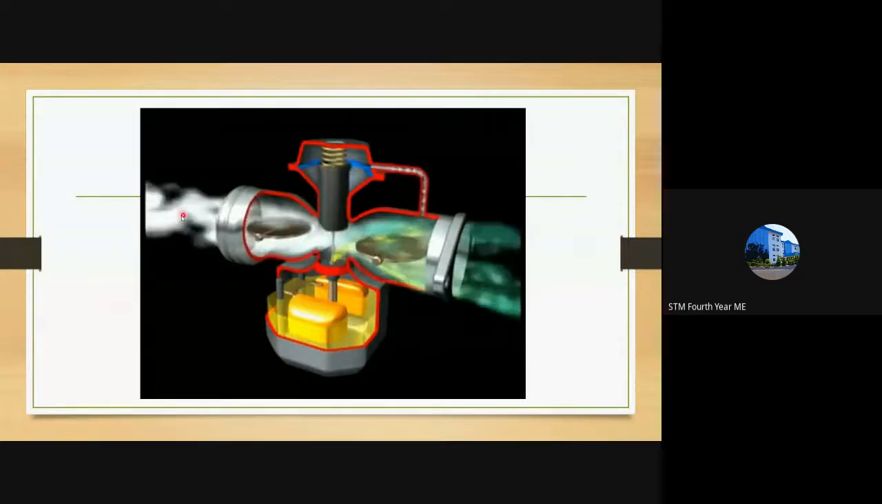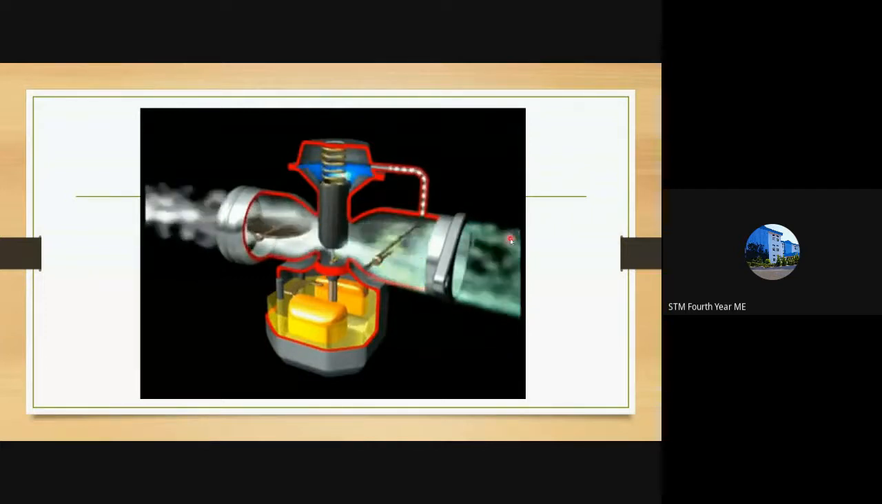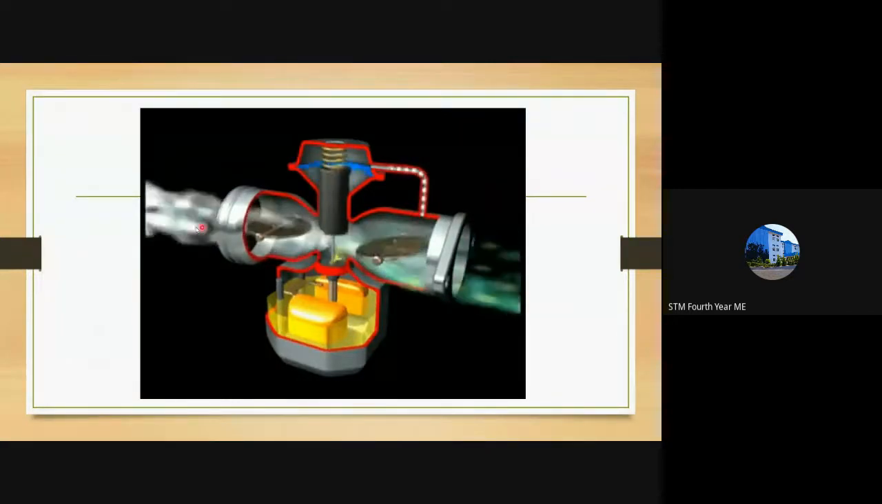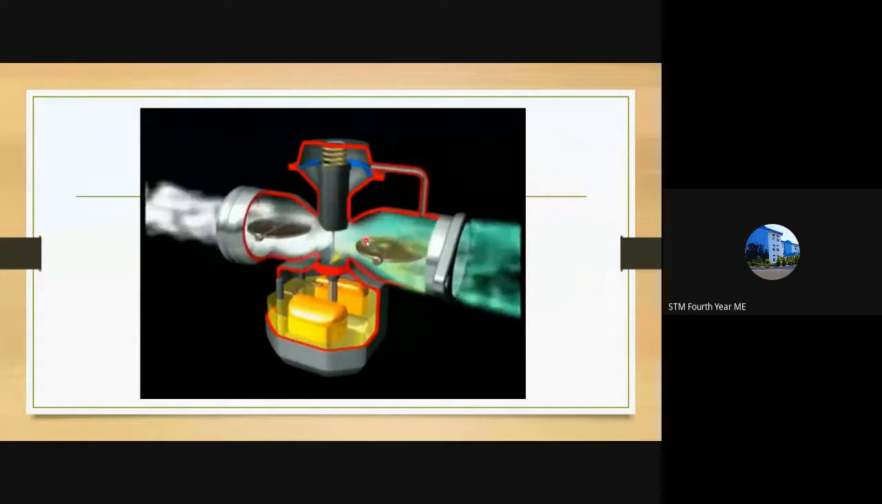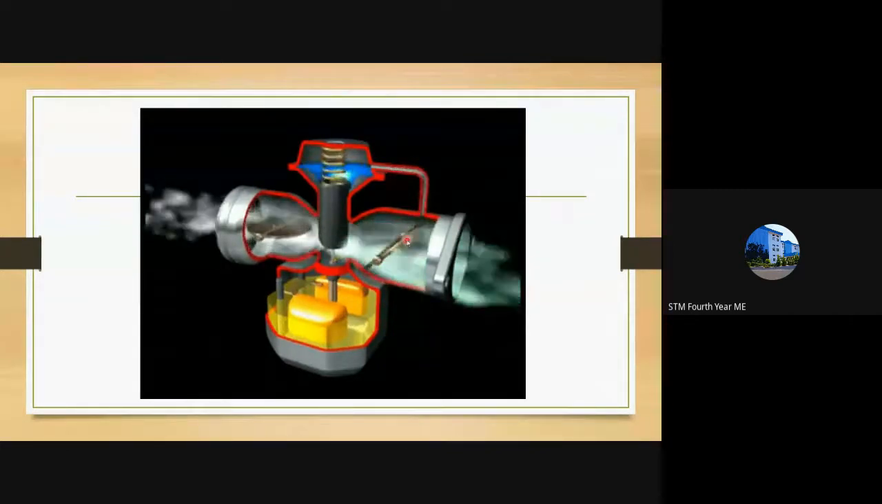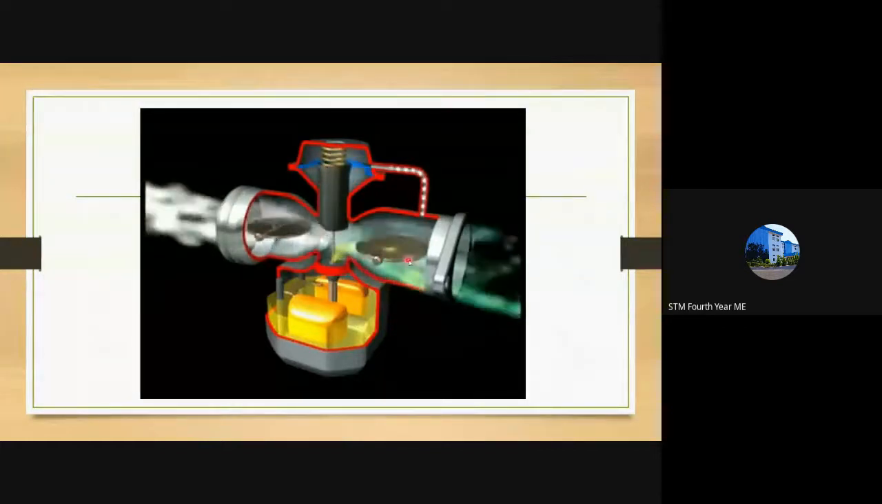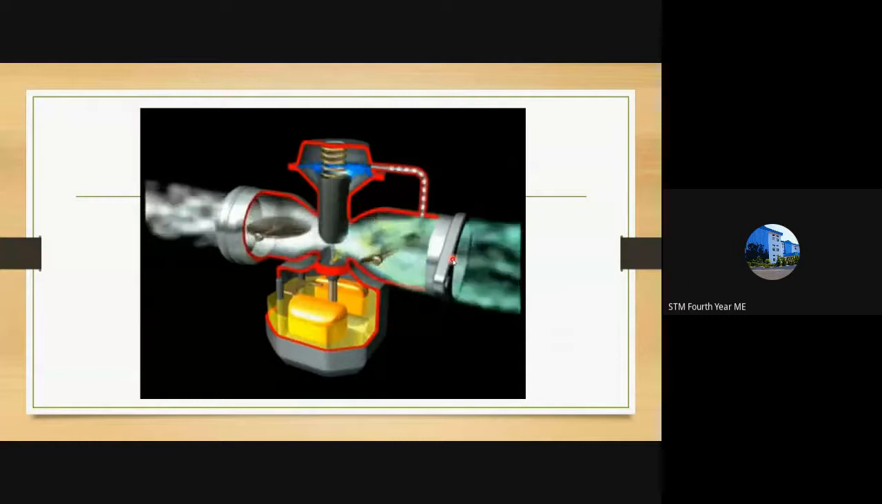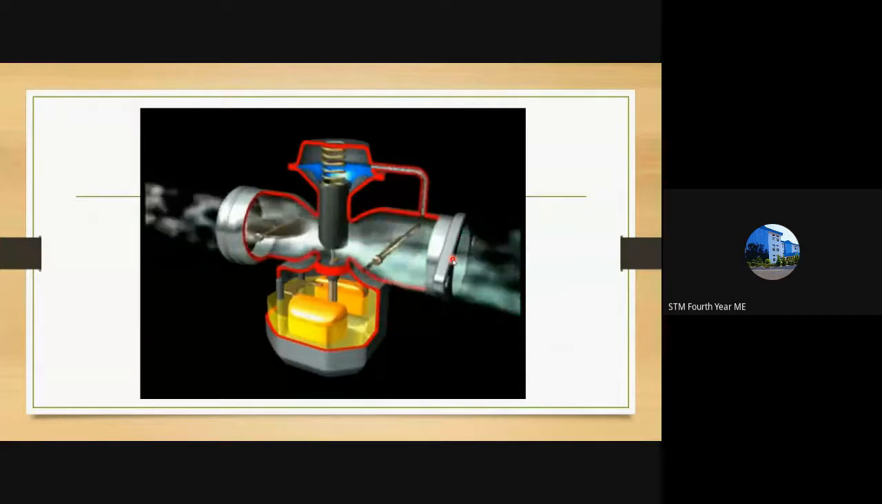So you can see how the air goes in. Once the throttle valve is fully open, the air flows very fast inside and you will get more power during that portion. You can see how fast the air and fuel particles move when the throttle valve is completely open. When it's partially closed, you can see how slowly the air and fuel particles move into the cylinder. Okay, this is the working of the carburetor.